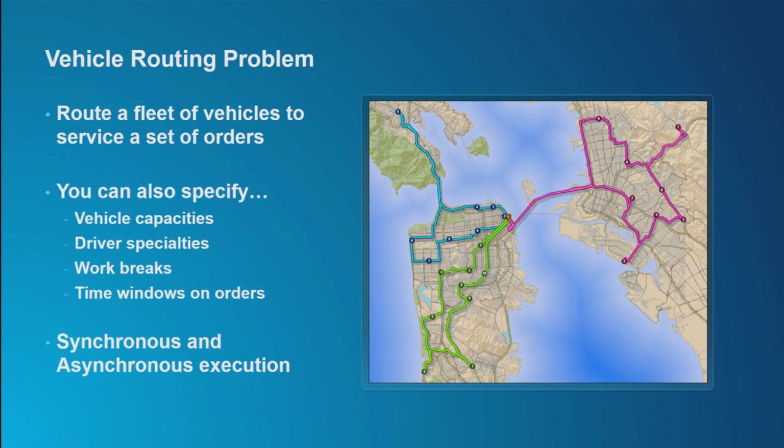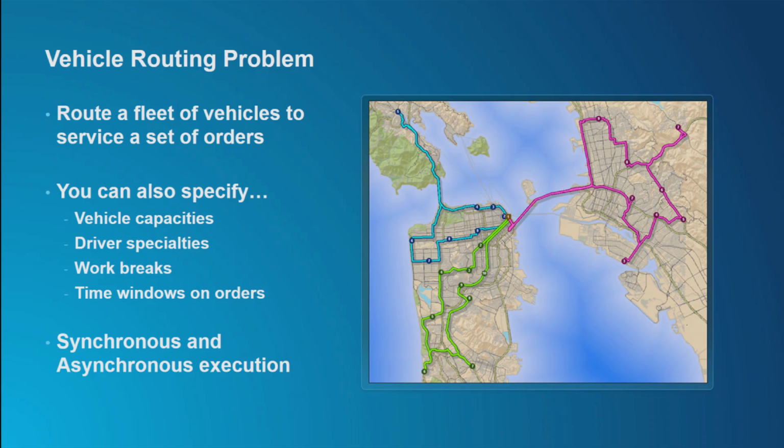Your vehicles can have capacities. The orders that you service might need certain specialities, like if you are furniture delivery, you can service a particular delivery only with a certain type of vehicle. Your organization may have constraints saying each driver needs at least 2 breaks. So you can specify my driver can work only 8 hours and he or she needs to have 2 30-minute breaks during their workday. You can have time windows on your order.